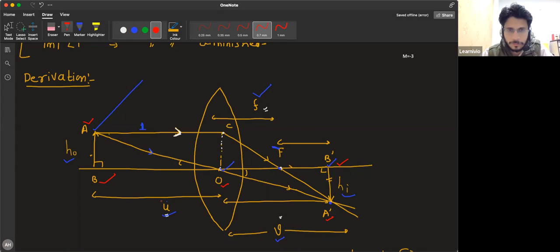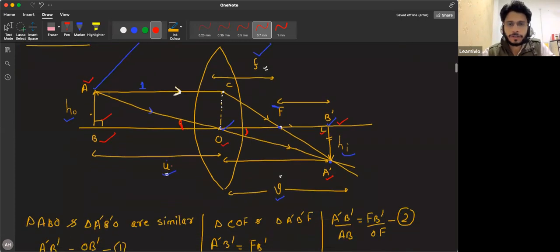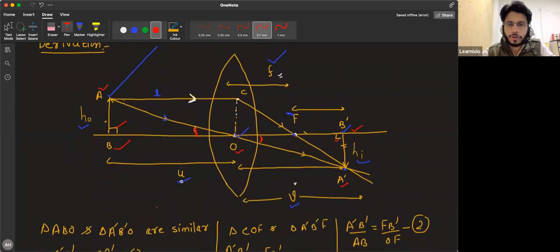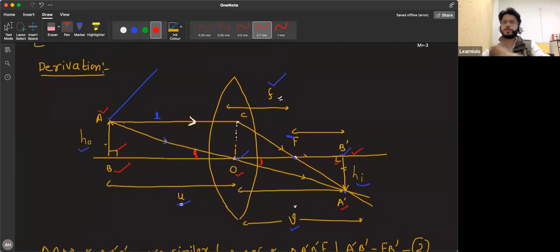Angle ABO and angle OB prime A prime are equal. Why? Because they are 90 degrees. And angle AOB and angle B prime O A prime are equal because they are vertically opposite angles. So if two angles are equal, that means the third angle will also be equal. So these two triangles are similar.